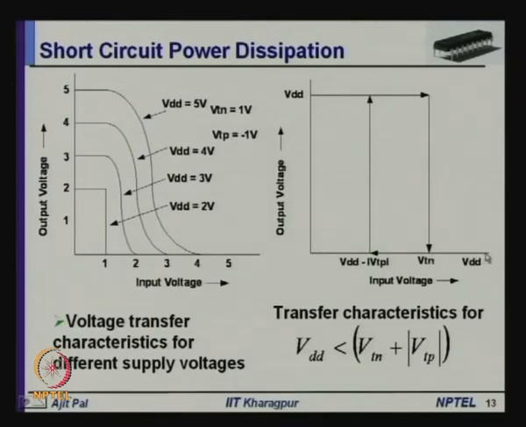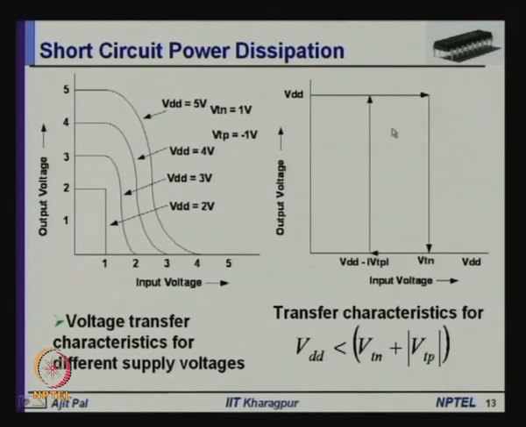On the other hand, when the input is reduced from VDD to 0, you can see it will follow this path. Initially the NMOS transistor will remain on up to this point, and then the output will continue to be 0, because none of the transistors are on during this period. At this point, VDD minus the absolute value of VTP, it will again rise to VDD, because the PMOS transistor will turn on.